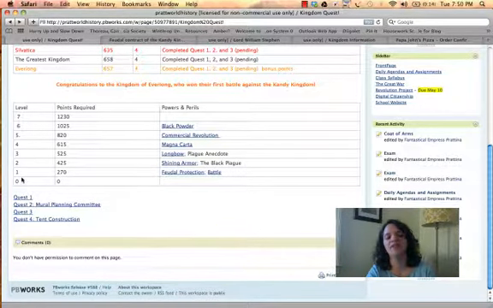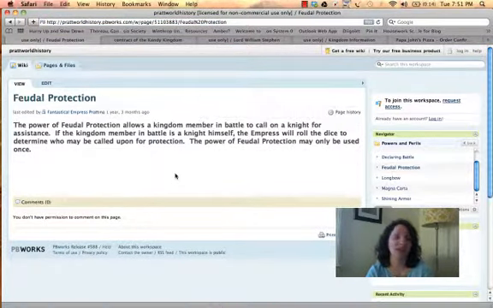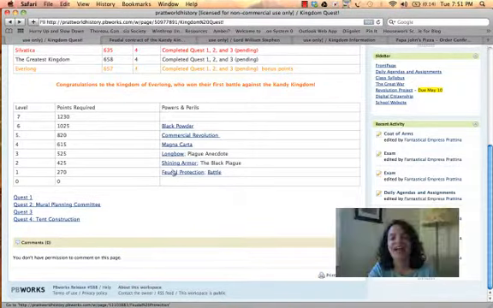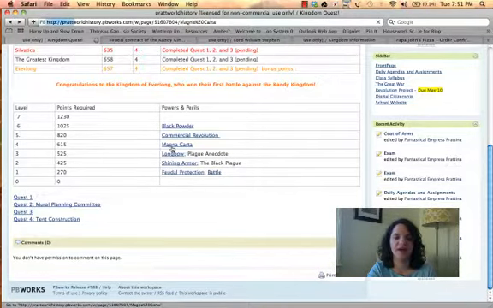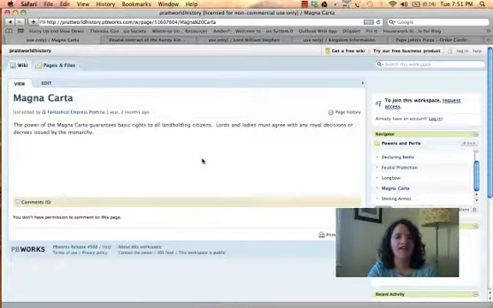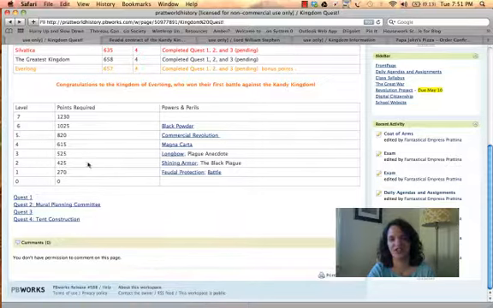So I'll show you just a few of these. When a kingdom reaches level 1, then they unlock the power of feudal protection. That means if a kingdom is called into battle and they lose their competition against the other kingdom, the knight in their kingdom can actually step in. I tried to keep the powers and perils actually relevant to the unit. The Magna Carta later on guarantees basic rights to all citizens, so lords and ladies now have to agree with all decisions by the king or queen before he or she can issue a decree.